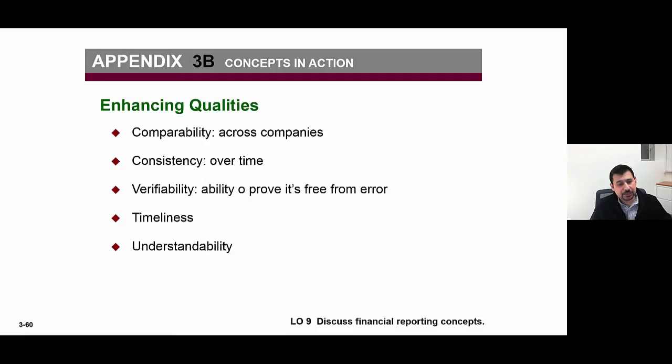And there are certain enhancing qualities that can improve the quality of the information. For example, the reports must be comparable. The standardization of the reports allows the users and key stakeholders to use this information to compare companies. It has to enable the users to run comparison analysis between companies, to compare company A to company B.